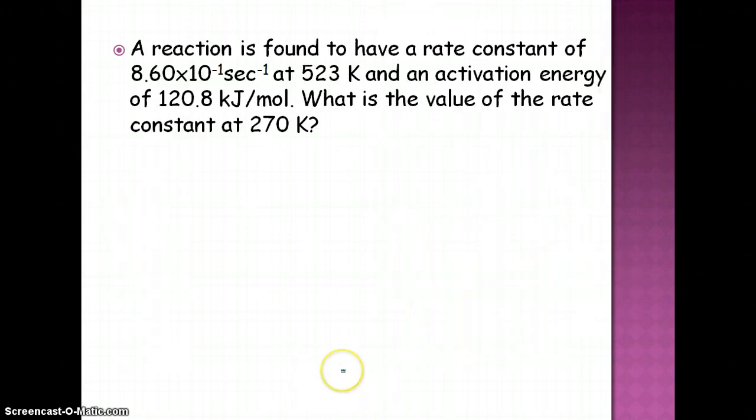All right. It says a reaction is found to have a rate constant of 8.6 times 10 to the negative 1 seconds to the negative 1 at 523 Kelvin and an activation energy of 120.8. What is the value of the rate constant at 270 K?